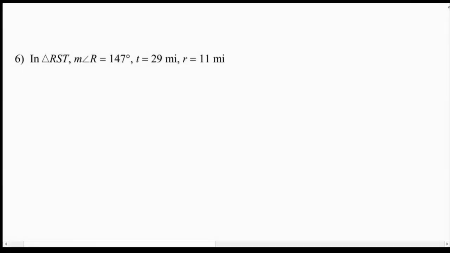Here we're asked to solve triangle RST, where we get an angle and two sides. I need to start by sketching out this triangle. So I have measurement R here, measurement R here of 147.